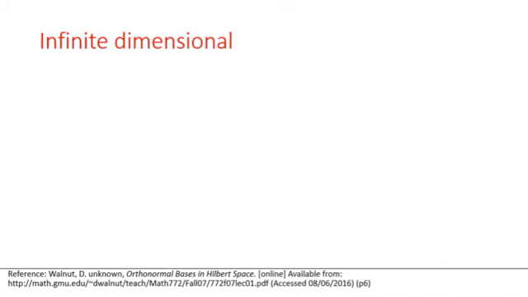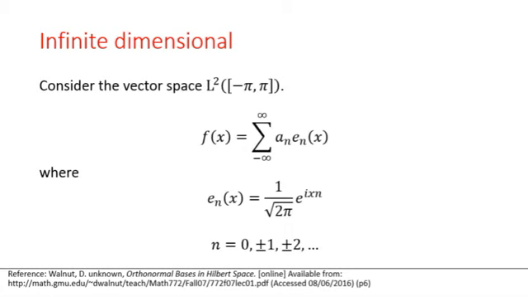Things get slightly more complicated when we're dealing with infinite dimensional vector spaces. All we really need to know for this video is that for the vector space R squared between minus pi and pi, we can write the functions as a linear combination of these basis vectors, and that this always holds.